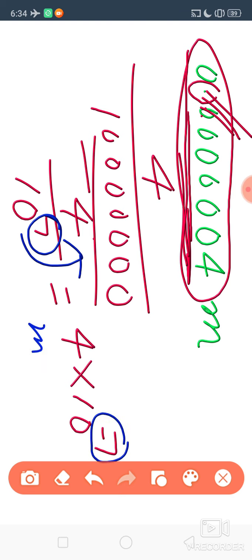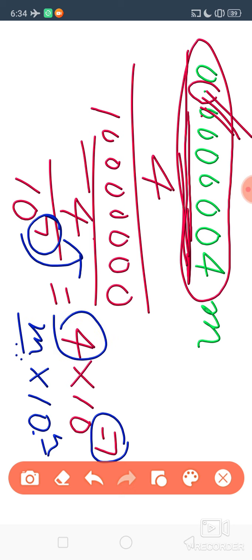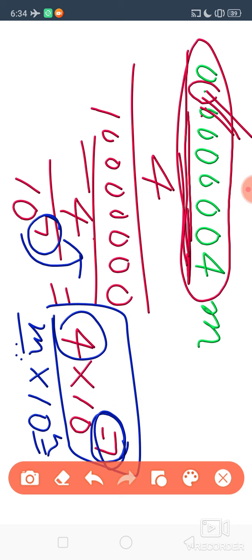Now it is in the form of m into 10 to the power n, where in place of m, 4 is there, and in place of n, minus 7 is there. It is in the standard form. Okay, so I hope it is clear to you.